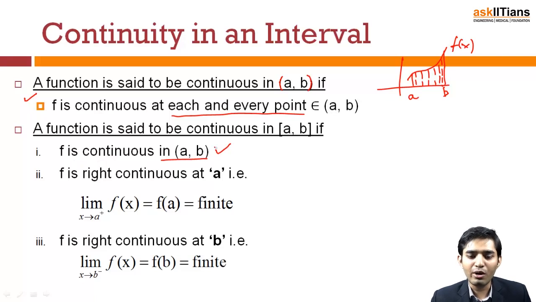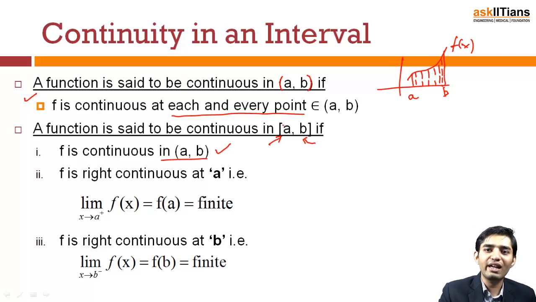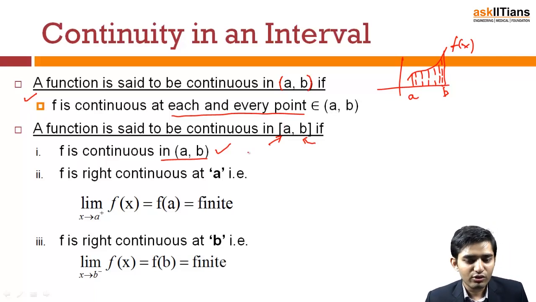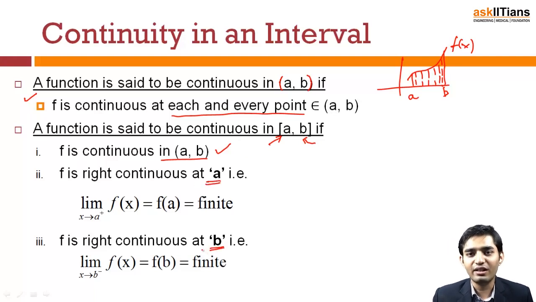Also, if I am talking about closed interval a to b, then the function should be continuous at x equal to a, and the function should be continuous at x equal to b also, right? Because if I want to say that the function is continuous in closed interval a to b, that means x equal to a and x equal to b are also included, the endpoints are also included, right? So at x equal to a and at x equal to b, the function should be continuous at the endpoints, right? Basically, the function should be continuous at the endpoints also.